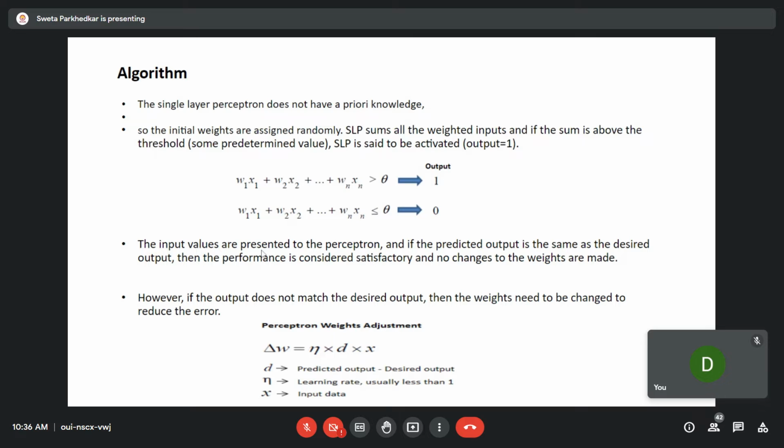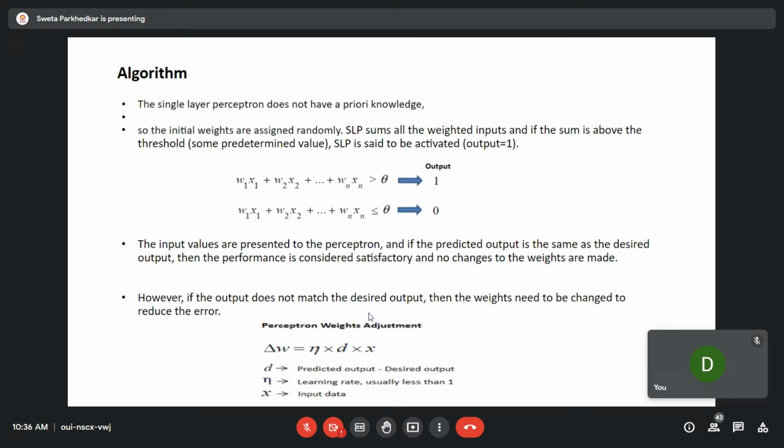So the input values are presented to the perceptron, and if the predicted output is same as the desired output, okay, then the performance is considered to be satisfactory and no changes to the weights are made. So when will the weights change? When the predicted output is not same as the desired output, then only you have to change the weight. Else if your predicted output is same as the desired output, you do not need to change the weight.